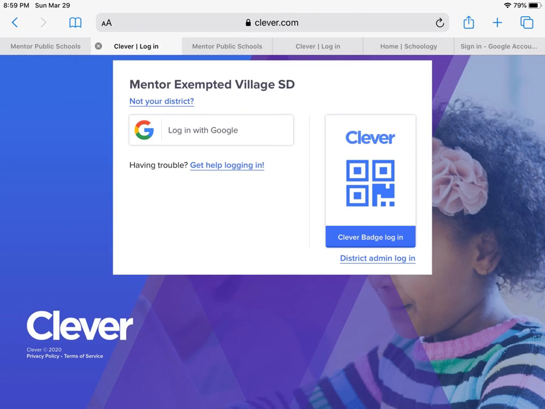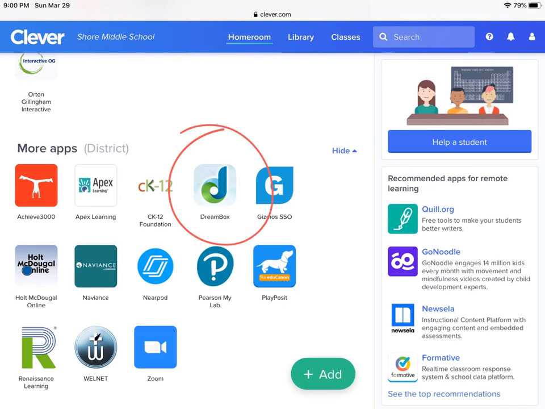Another reminder, when you're going into Dreambox, you're going to go through Clever to do that. Log in with Google, and our app should be here. The app should be downloaded in self-service first, which I think most of you did. But to get into Dreambox, we use Clever, and we select the app in Clever. That way we don't need a username, password, anything like that.